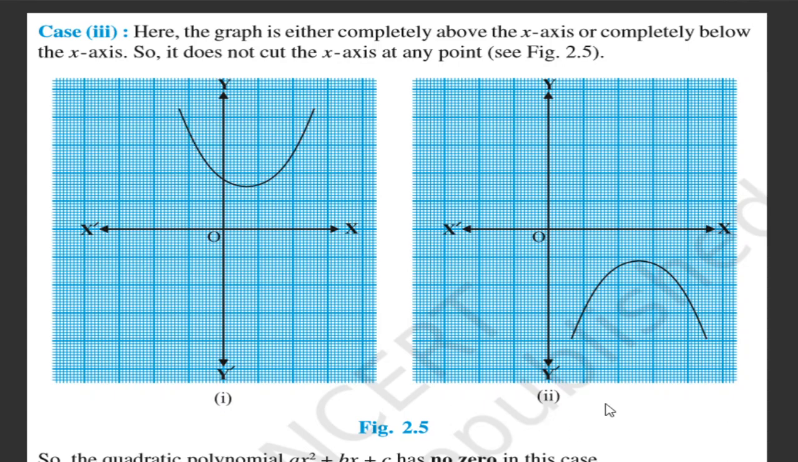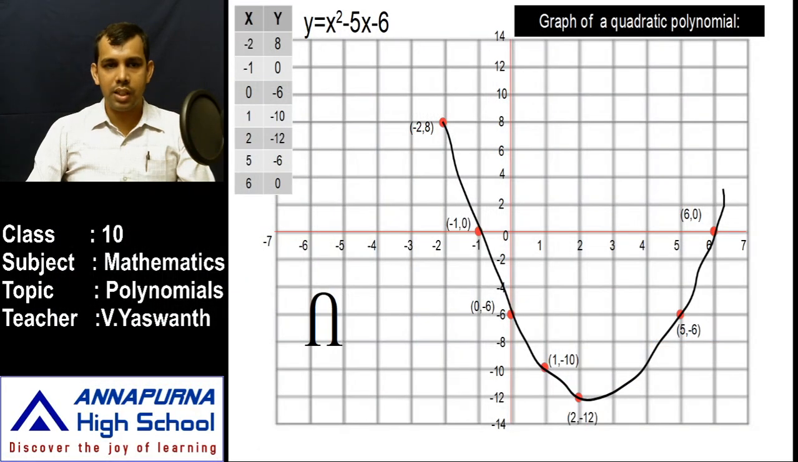No zeros means, here you think one thing. What is the biggest number collection in our number system at present? That is the real numbers. That means in this real number set the zeros of that quadratic polynomial do not exist.